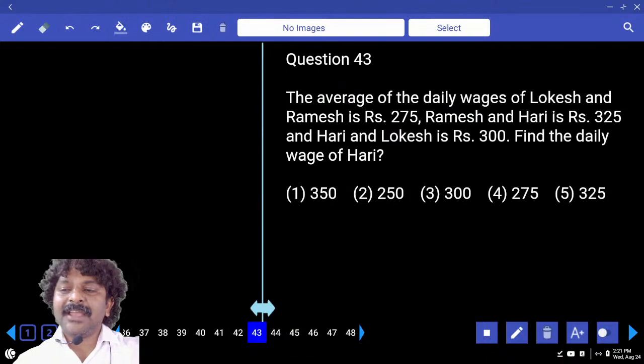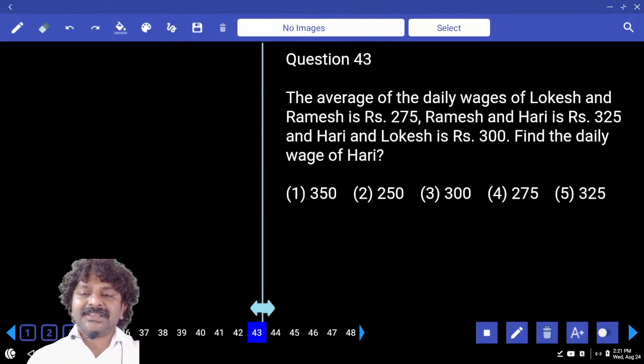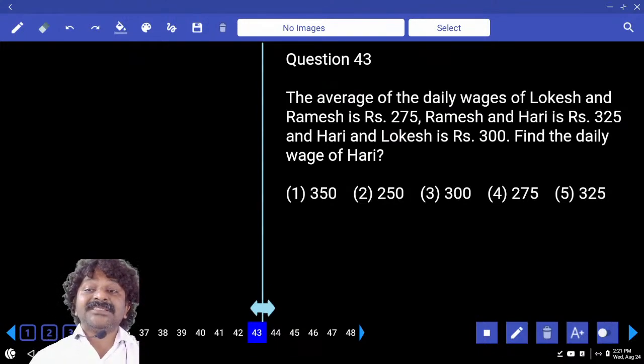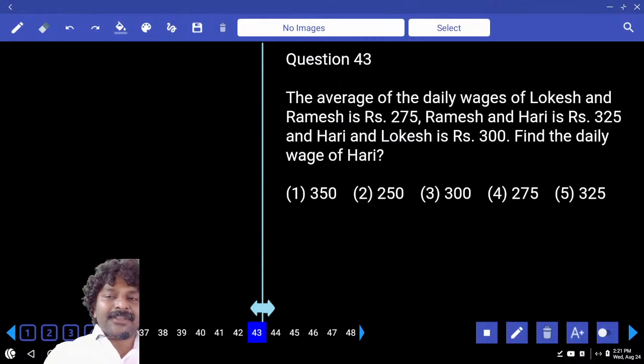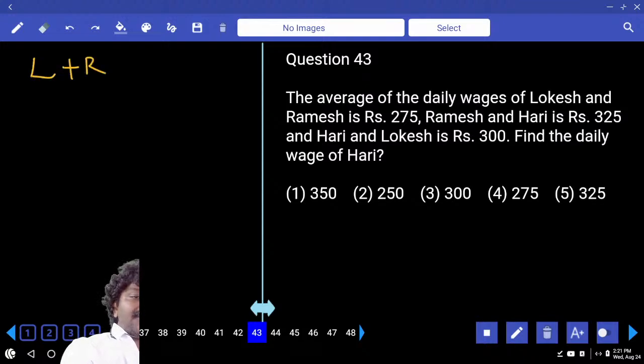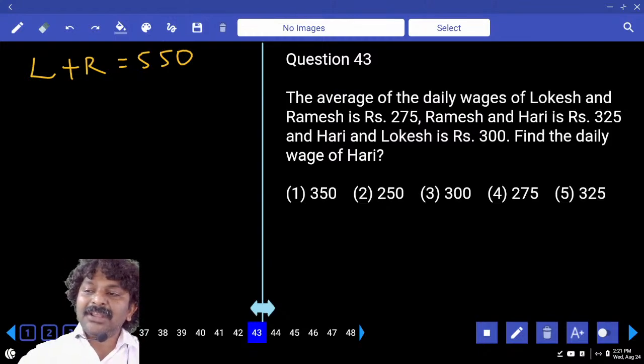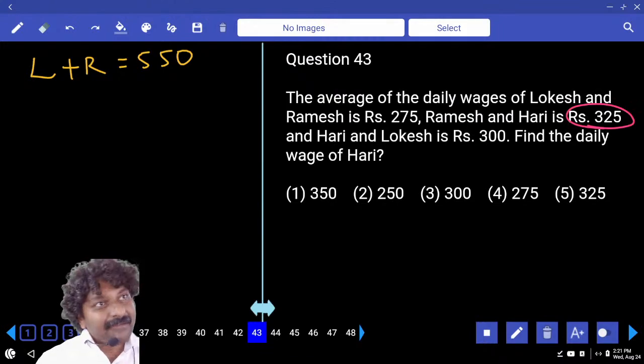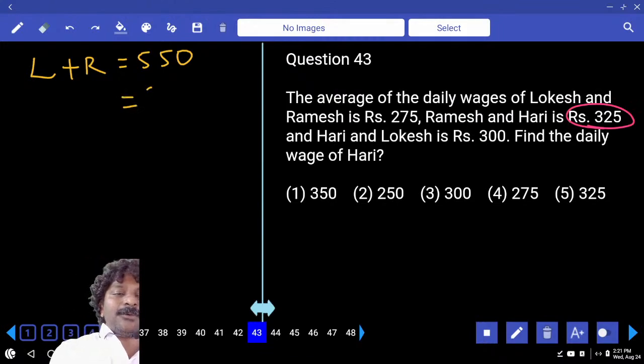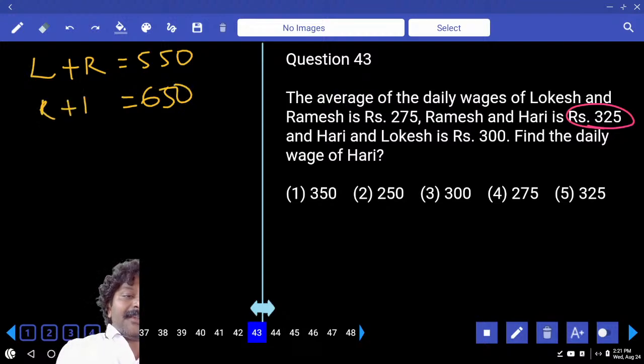The average of the daily wages of Lokesh and Ramesh is 275. Then what is sum of their wages? Into 2 times only. How much is that? 550. Whose wages are these? Lokesh and Ramesh, which is 550. Ramesh and Hari is 325. What is 325? Average only. Then sum is equal to 650. This is for Ramesh and Hari.